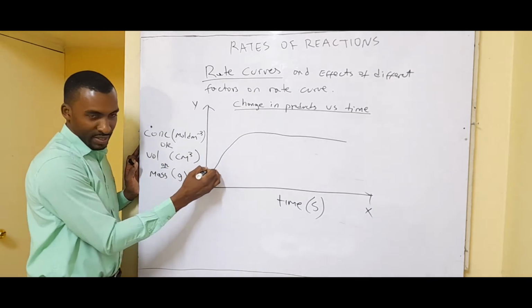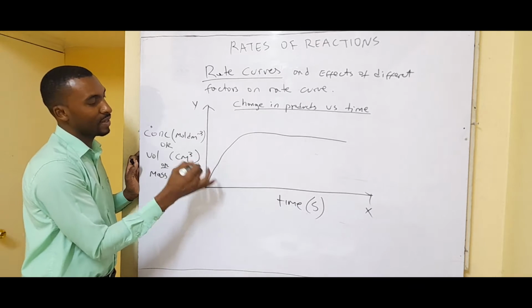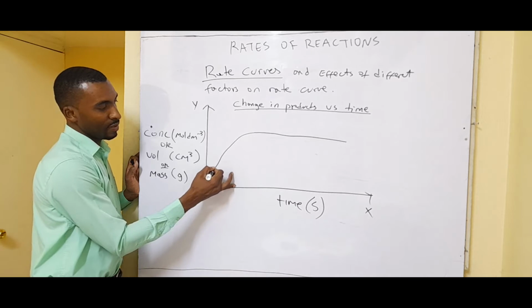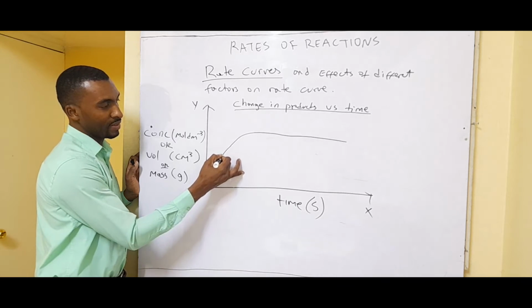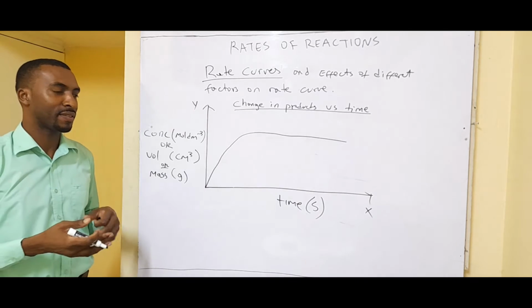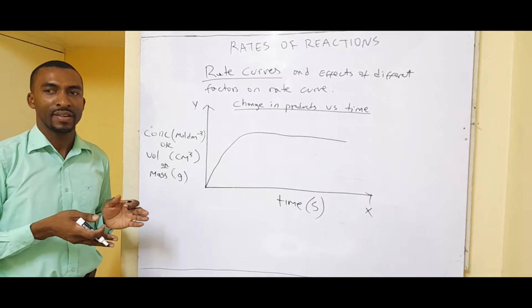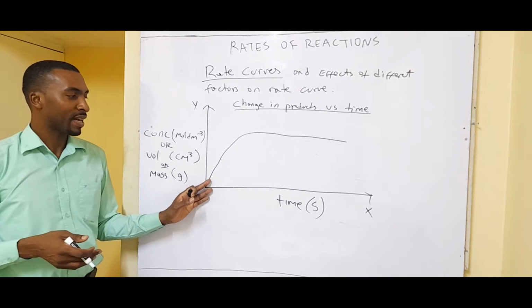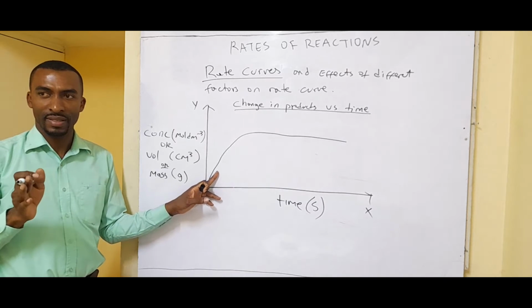Now, if you notice this curve, initially, say for example, we're talking about concentration here of solution. When the concentration initially is high, you find out that the rate is faster. But as the reaction goes on, you find out that the concentration of the reactant would be decreasing, and hence the rate would actually be decreasing. So the initial aspect of the graph should be the steepest.